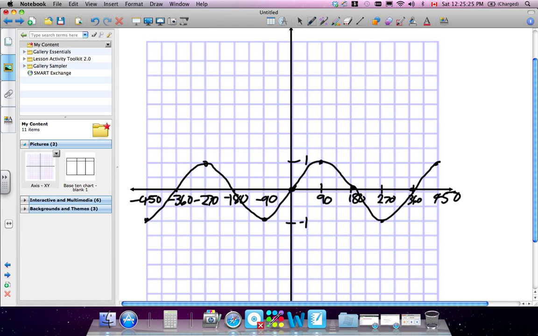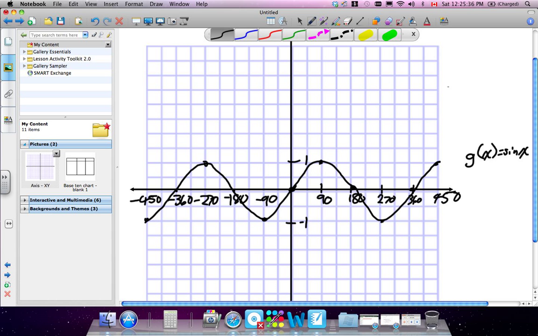You'll plot these points. Obviously, you could connect them all with straight lines, but don't quite do that. Your teacher will not be happy. Okay, so this is our g at x equals sine x. That's our original.